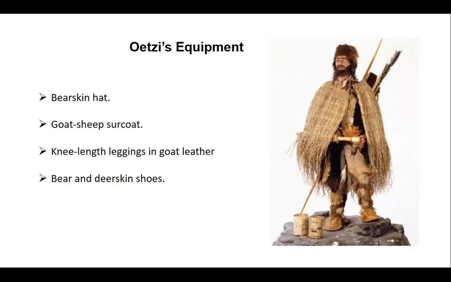Over his body, he wore a rain cover or mat, and since his tools and weapons were worn out or incomplete, it is believed that he fled from his places of origin, just as if he were running away from someone. So we can consider Ötzi as the oldest human mummy ever found in Europe, a witness to a past in which technology and culture evolved little by little.